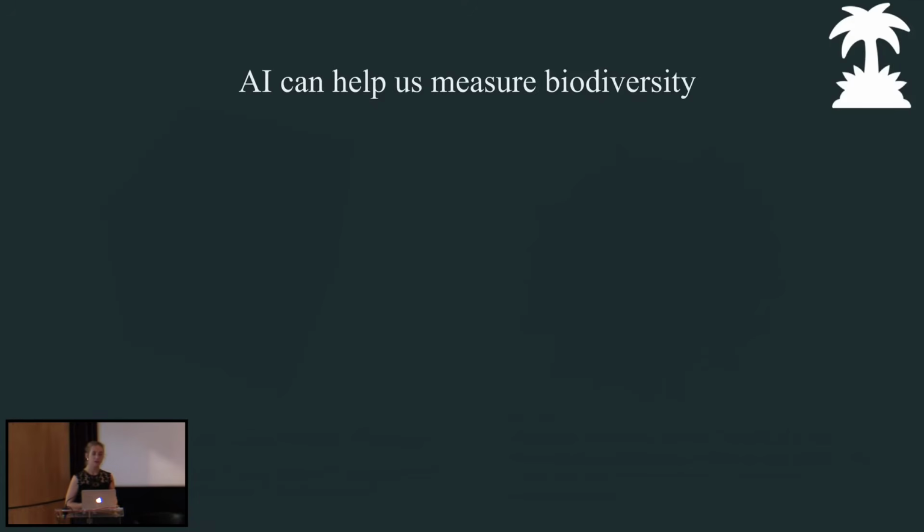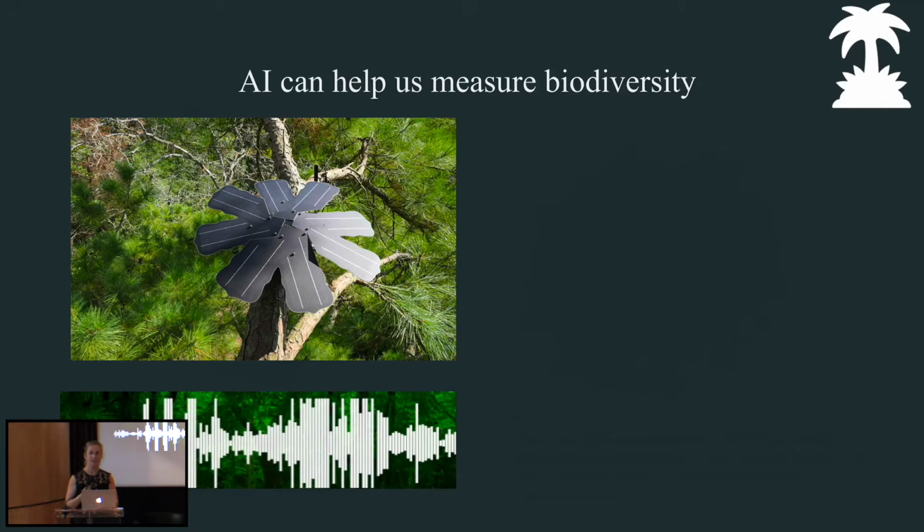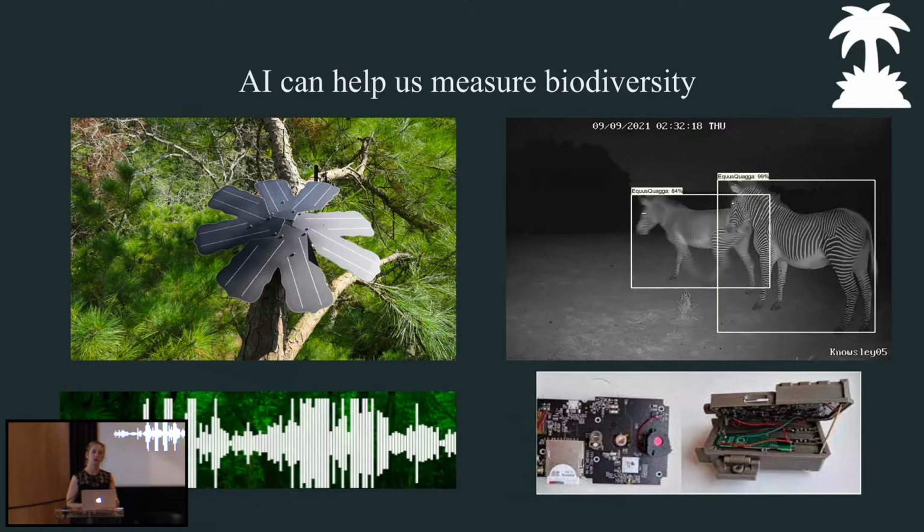AI also helps us measure biodiversity. My favorite example of this is a startup called Rainforest Connection that uses audio monitoring of the rainforest using AI in order to detect anomalies, essentially, and detect chainsaws, detect people who are in places they shouldn't be chopping down trees, because they're able to use AI to analyze the sounds of the forest.